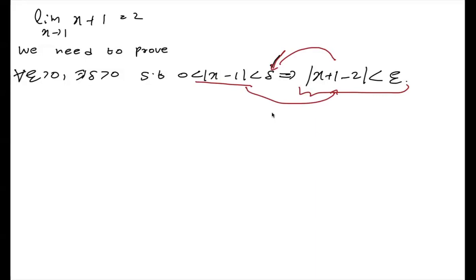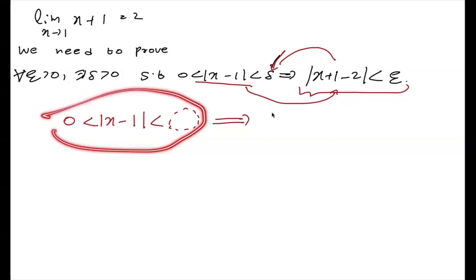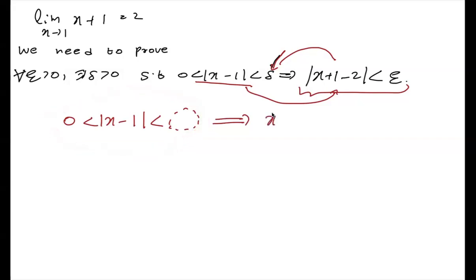In other words, I write in the same color, we have to find some positive value to put into this circle. When we put that in, when that inequality is true, it should imply that |x + 1 - 2|, which is |x - 1|, is less than epsilon. In this very simple example, you can see this part and this part are equal. So what is our positive number?